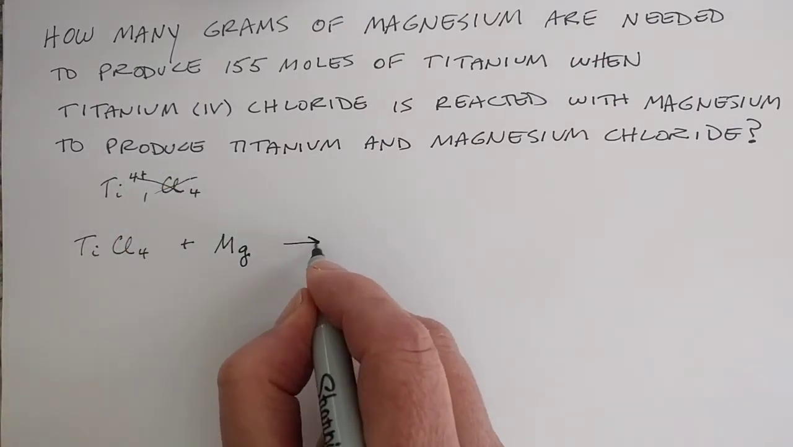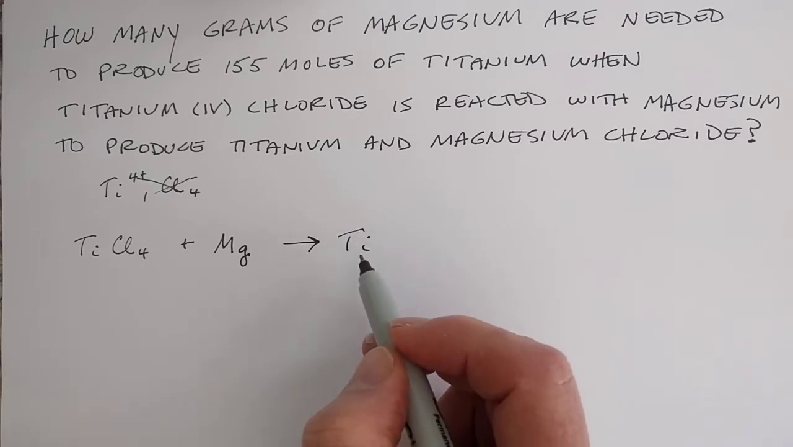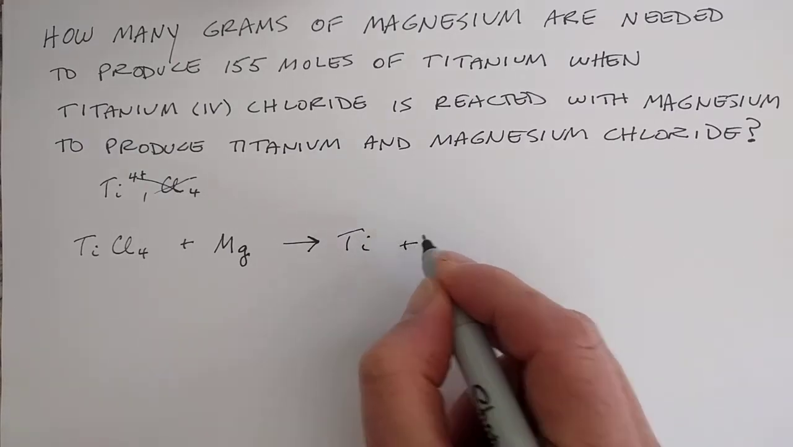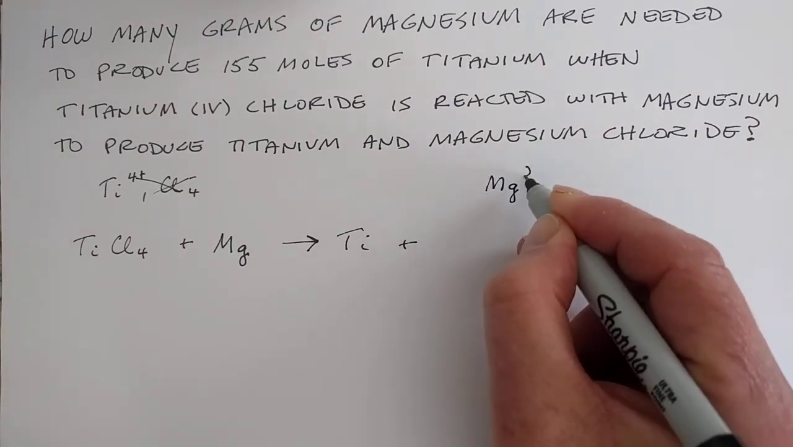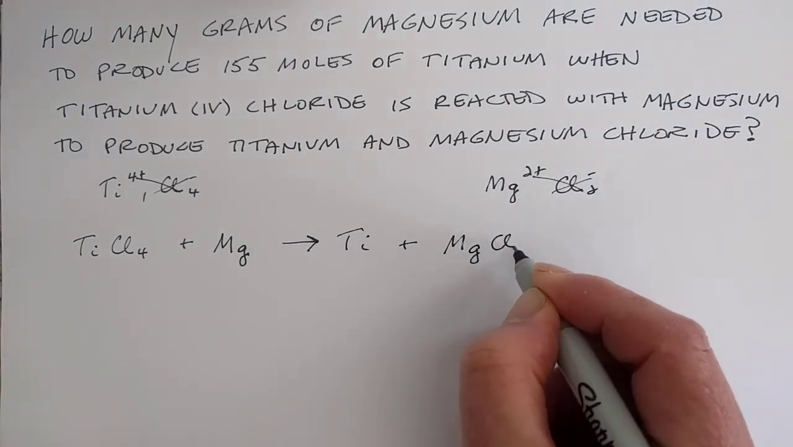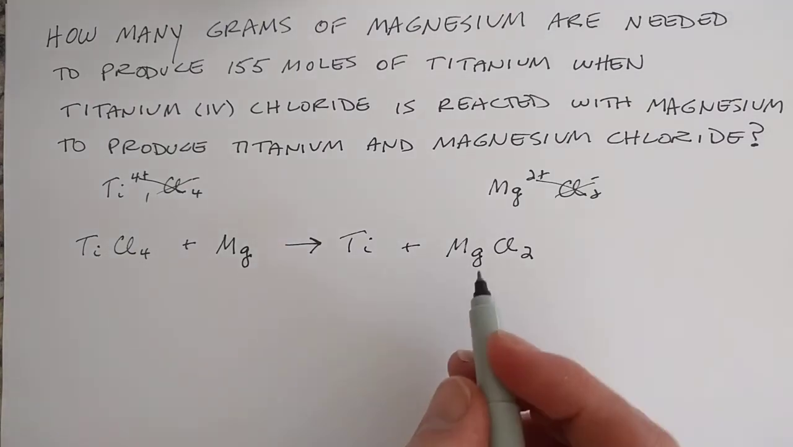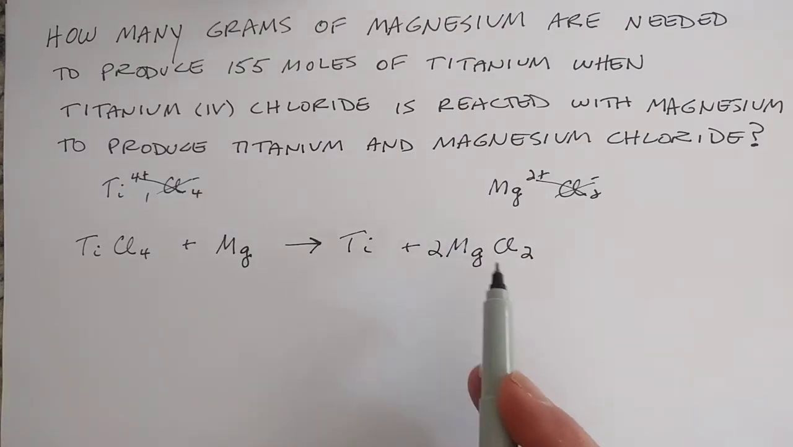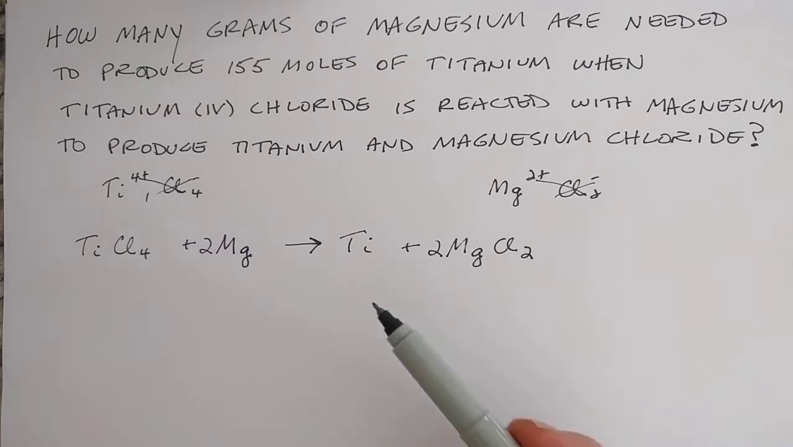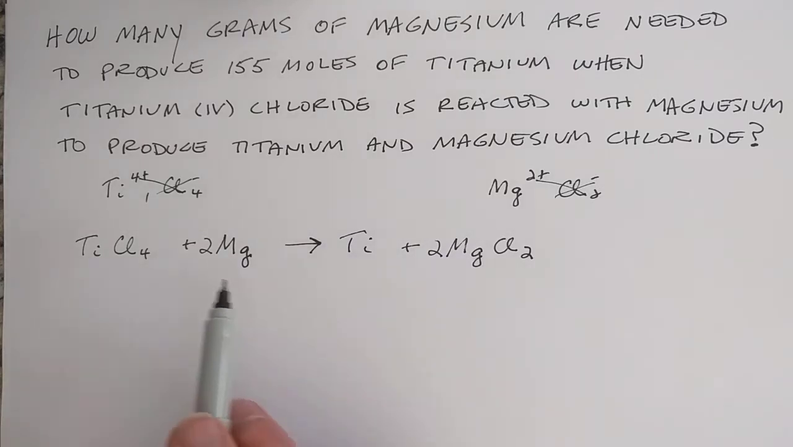To produce, yield sign, titanium. So titanium as a metal in its elemental state does not have a charge. It has the same number of protons as electrons. And magnesium chloride. So magnesium is a 2+ ion, chloride -1, cross our charges, and we get MgCl2. So now we can go ahead and balance it. Titanium, we have 4 chlorines, we have 2, so we're going to need a 2 here, and that means that we need 2 magnesium there. So there's our equation. And again, if you want, you can do the titanium, the chlorine, and the magnesium and list your atoms and balance that way.